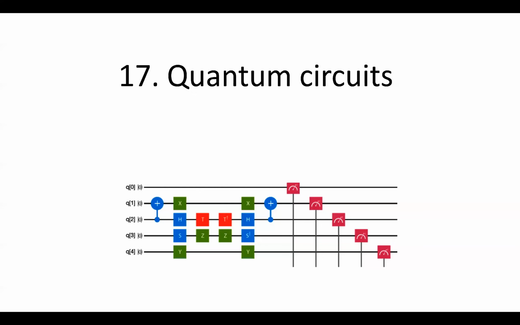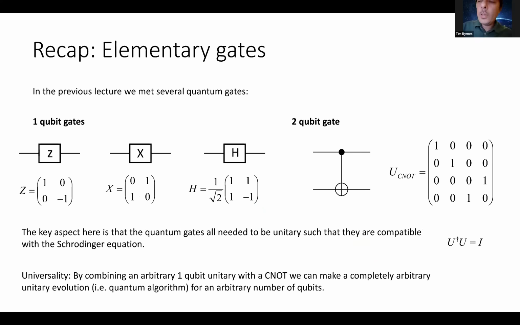Let's go to the next set, which is quantum circuits. Okay, so maybe no need to really recap, but we've met a bunch of different quantum gates, and because of this result that people have discovered, that you can make any unitary out of just one and two qubit gates.